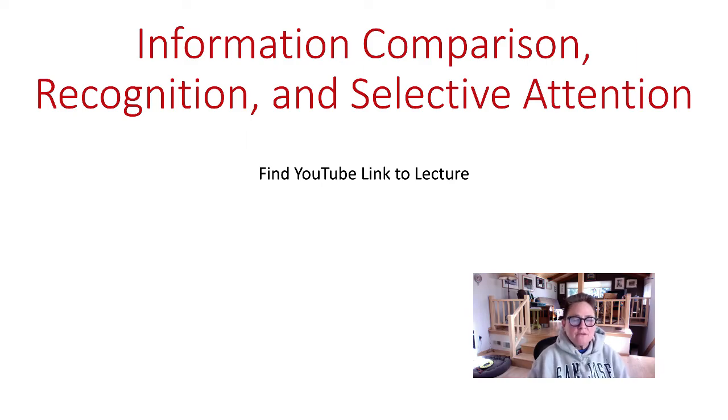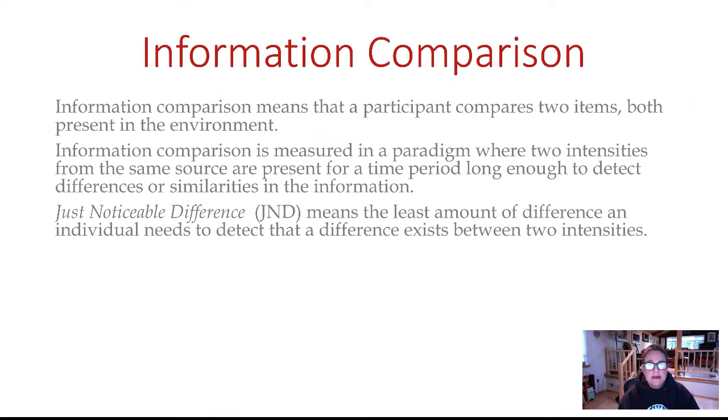Today we're going to discuss three important aspects related to perception. They are information comparison, information recognition, and selective attention. Concept of information comparison, which means that a person has two items that are both present in the environment for a long enough period of time to detect that there is a difference between these two intensities, or that there is similarity between the two intensities.